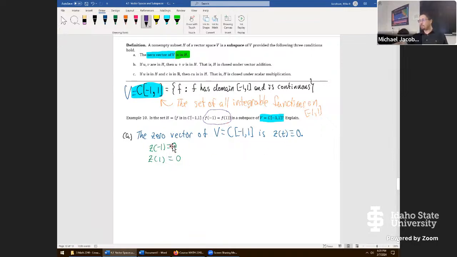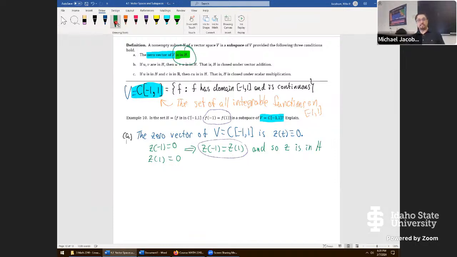Because it was a 0 function, that's not too bad, right? It's definitely 0 everywhere. So this implies Z at negative 1 equals Z at 1. That more clearly now shows the set membership condition works. And so Z is in H. We showed that step does qualify for the 0 vector. So there's part A. We have to do it a couple more times. But any questions so far, folks, with part A?